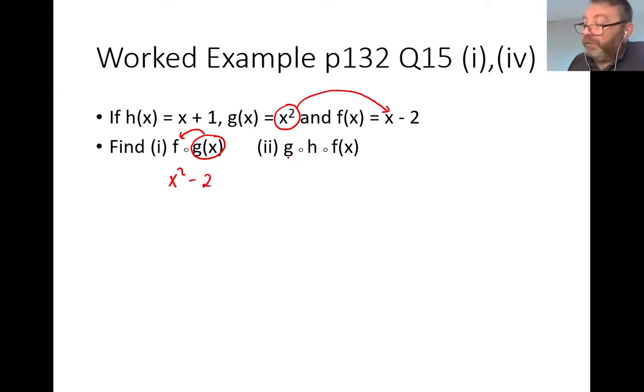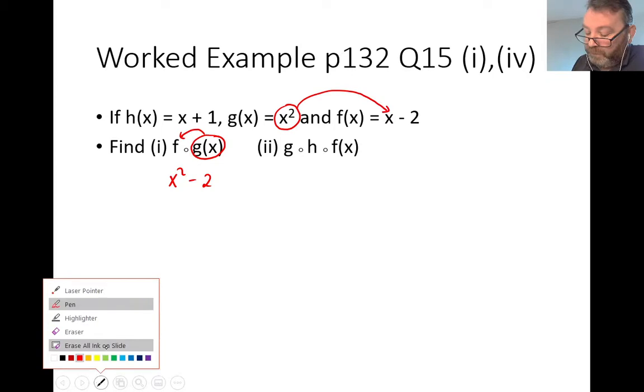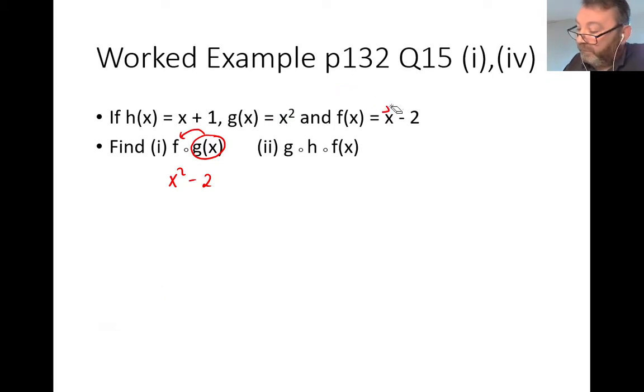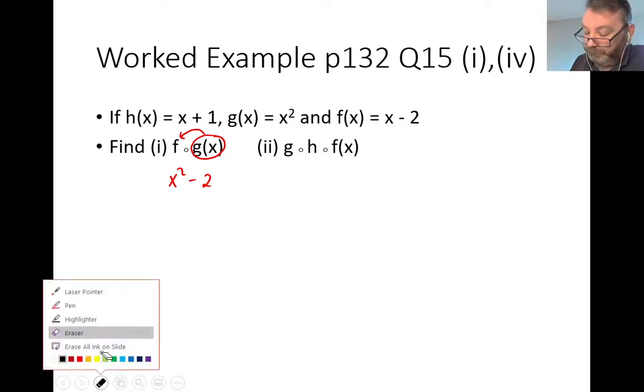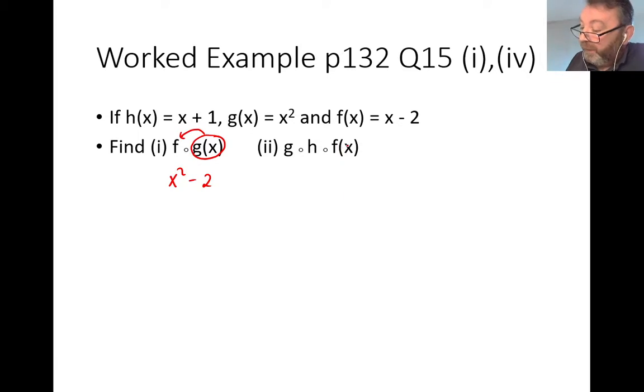Take the second one. G after h after f of x. Now again, you always begin with the term that has the bracketed x or the bracketed value. So in this case, let me just erase the arrows from above, because I need to use that again. So this time, I'm going to first of all take f of x, start with this, and feed it back into h.